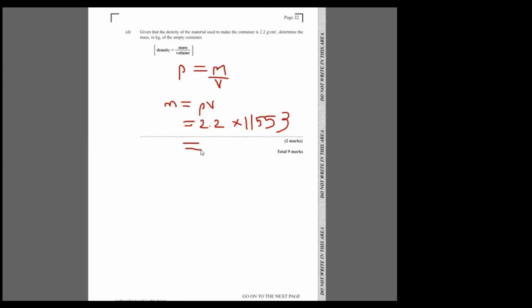When we work that out, 11,553 times 2.2, the mass is 25,416.6 grams. Now, of course, that looks like a lot of grams, so it's best to convert it to kilograms. Divide it by 1,000. We're going to write it as 25.4 kilograms.